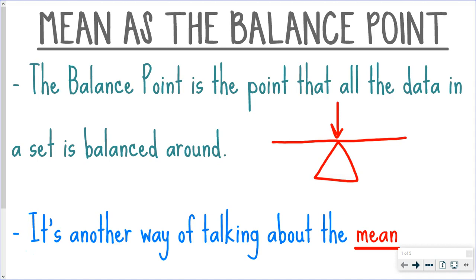Simply speaking, it's just another way of talking about the mean. And remember, mean means average. So quite simply, it's another way of talking about the average of the numbers in that data set.